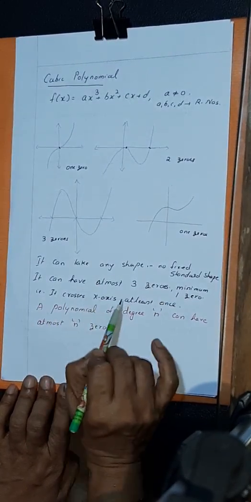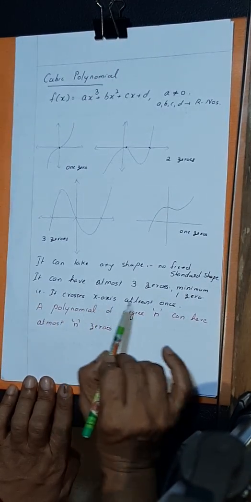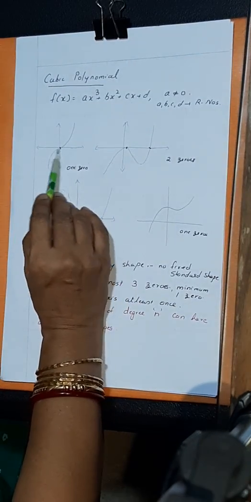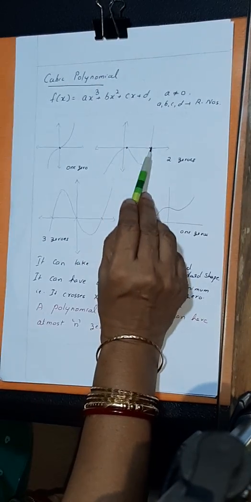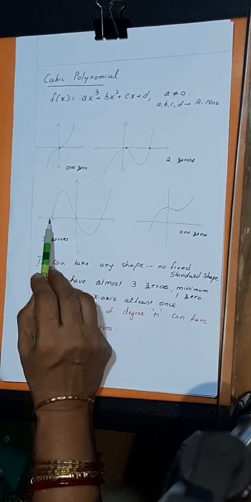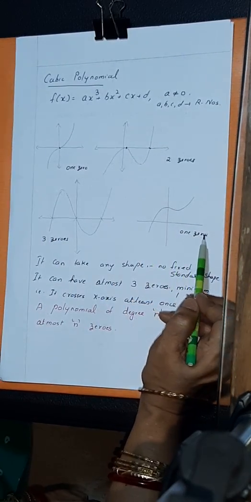So it crosses the x-axis. Minimum 1 zero means that it crosses the x-axis at least once. Here it is touching the x-axis at this one point, so 1 zero. Here it is touching at 2 places, so 2 zeros. And here 1, 2 and 3, so it is 3 zeros. And here it is only 1, so it is 1 zero.